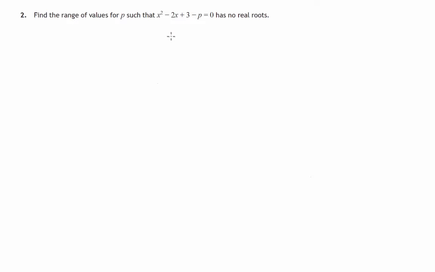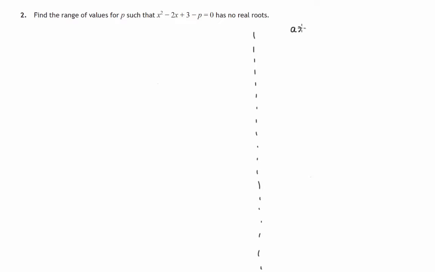So here we have a quadratic equation. We're asked to find the range of values for p such that when we solve this quadratic equation we get no real roots, there's no real solutions. So let's talk for a wee minute about quadratic equations and roots.